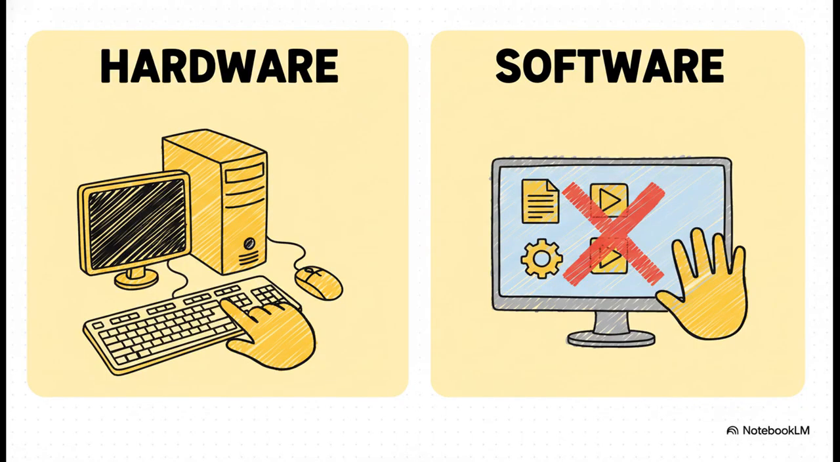This slide makes the difference really clear. See, on the left we have hardware. These are the physical parts and you can touch them. An example is the keyboard. On the right, we have software. These are the programs and you cannot touch them, like Microsoft Word. So just remember this, hardware is physical, software is not.